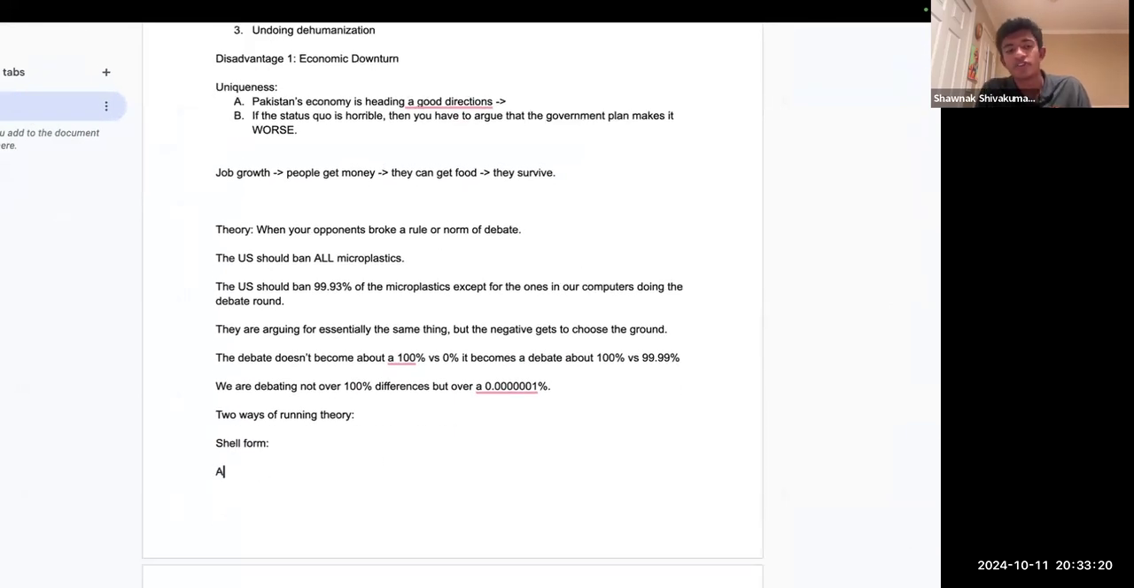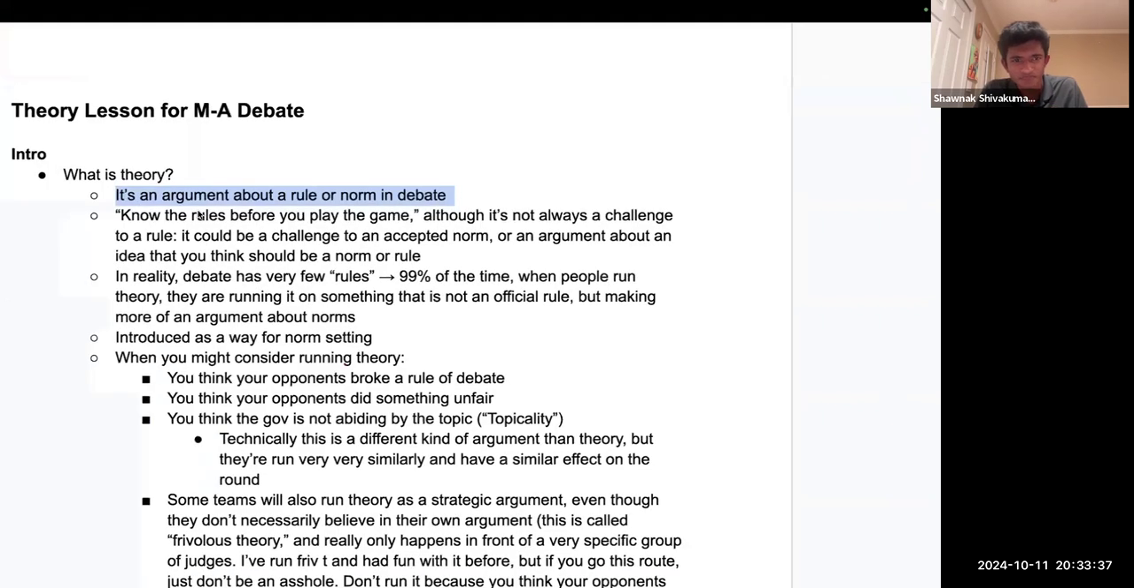So there are 5 parts. So stick with me here. First, some of you, probably all of you, have heard this before. A is the interpretation. The interpretation is just the rule or norm you are setting for debate. I've already talked about this: theory is the argument that you have to know the rules of the game before you can play the game.